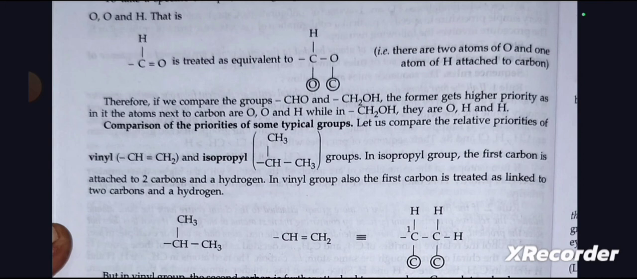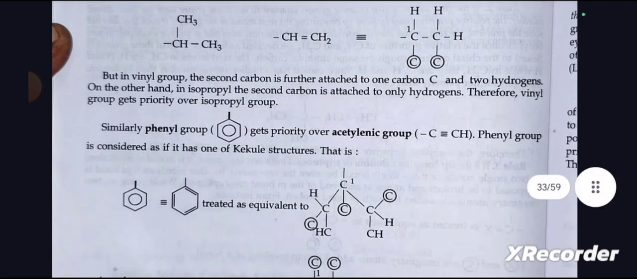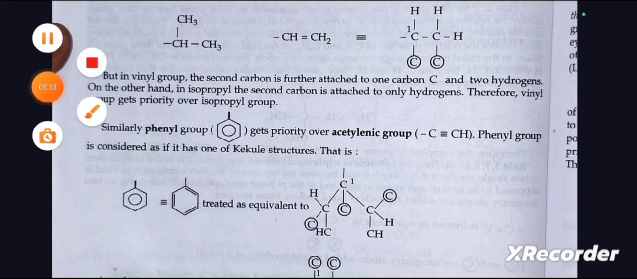Let us compare the relative priorities of vinyl (CH=CH2) and isopropyl (CH3CHCH3) groups. In the isopropyl group, the first carbon is attached to two carbons and a hydrogen. In the vinyl group also, the first carbon is treated as linked to two carbons and a hydrogen. But in the vinyl group, the second carbon is further attached to one duplicate carbon and two hydrogens. On the other hand, in isopropyl, the second carbon is attached to only hydrogens. Therefore, the vinyl group gets priority over the isopropyl group.